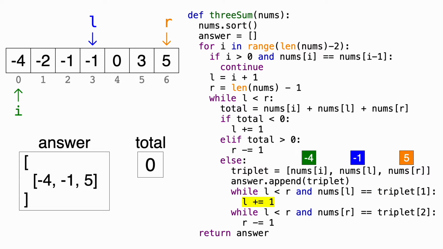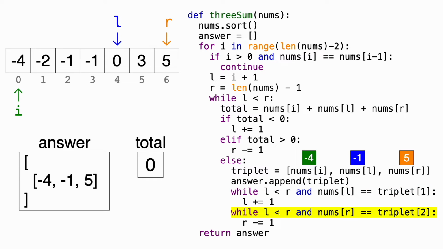So in other words, we want to keep incrementing L until it no longer points to -1 and it goes to a different number. The reason we do this is to avoid adding duplicate solutions. Now we check again. We can see that L still points to -1, so if we just calculated the total again, we would end up appending the same solution. So to avoid that, we're going to increment L again. Now when we check, we see that L points to 0, so we can finally move on.